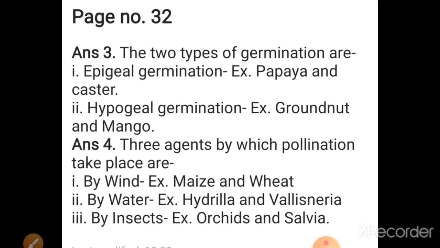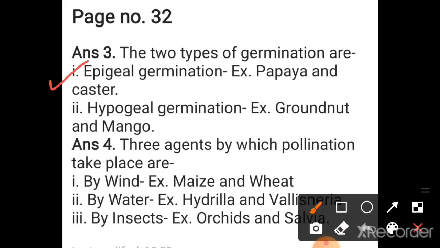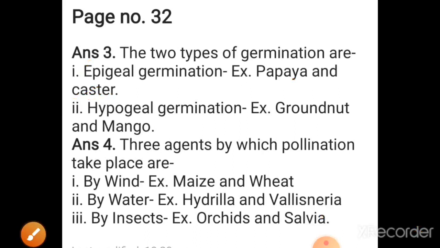The question is, what are the 2 types of germination in plants? Give 2 examples of each. So 2 types of germination are, number 1, epigeal germination, example papaya and castor. Second is hypogeal germination, example groundnut and mango.